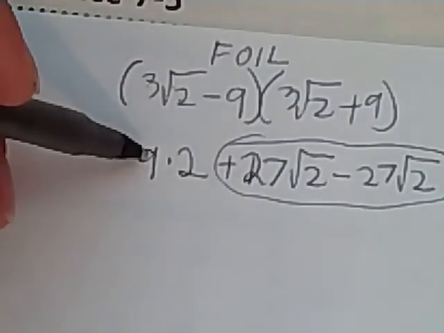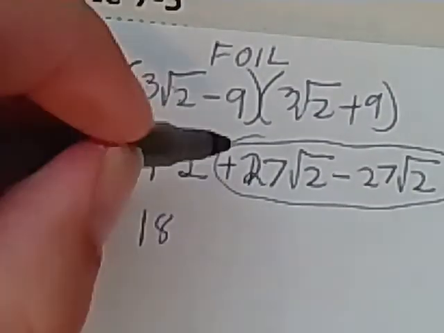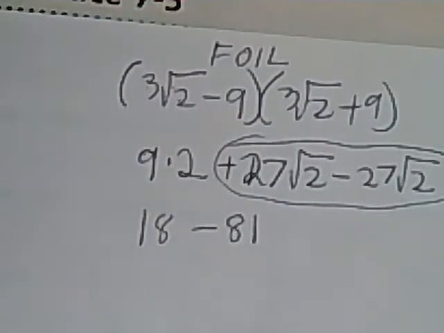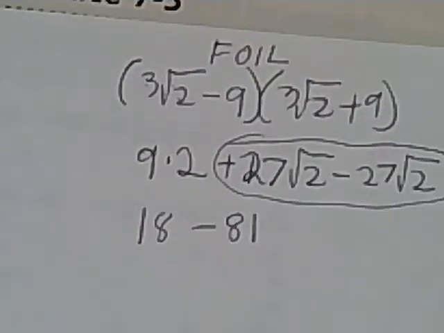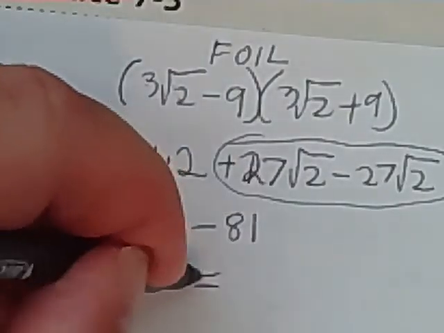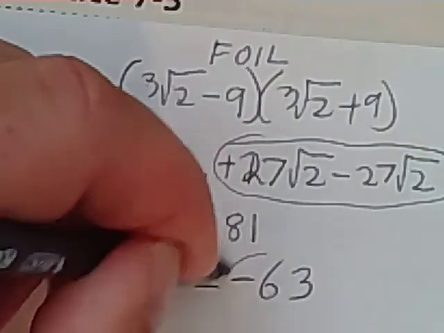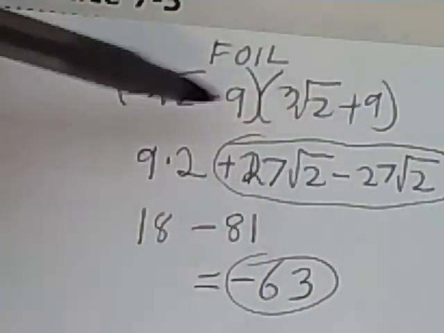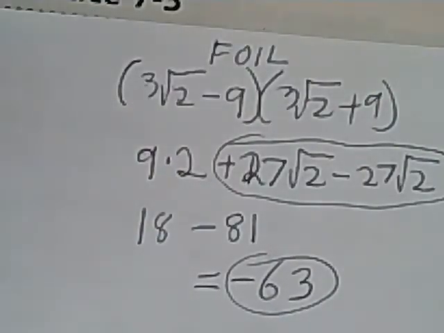So over on the front, I have 18. At the end, I have negative 81. I can combine those terms to simplify it. And 18 minus 81, oh man, I'm too old to do that in my head. 18 minus 81 is negative 63. Ta-da! I claim that's what I get when I multiply these conjugates by each other.